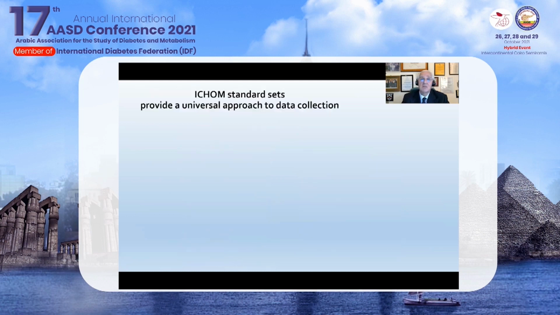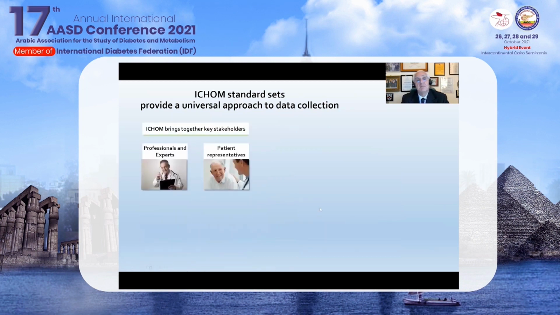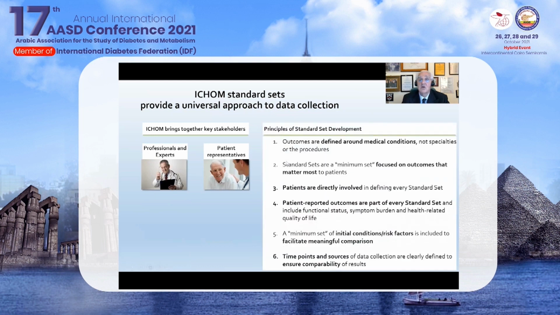ICHOM standard sets provide a universal approach to data collection. They are based on the understanding of the key stakeholders, professionals, experts, and patient representatives, and the methodology for the development of the standard sets is related to the fact that outcomes are defined around the medical condition, not around specialties or procedures. Standard sets are a minimum set focused on outcomes that matter most to patients. Patients are directly involved in defining every standard set. Patient-reported outcomes are part of every standard set and include functional status, symptom burden, and health-related quality of life. A minimum set of initial condition risk factors is included to facilitate meaningful comparison. Time points and sources of data collection are clearly defined to ensure comparability of results.